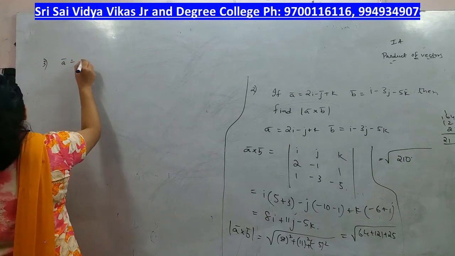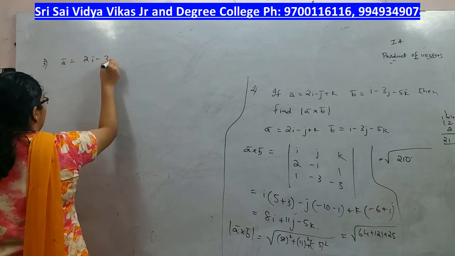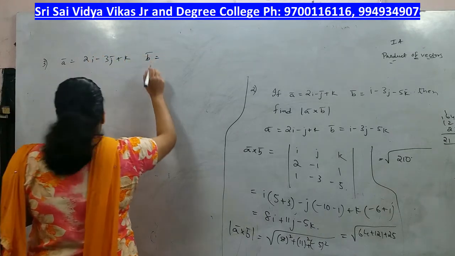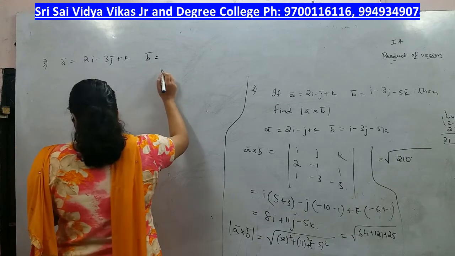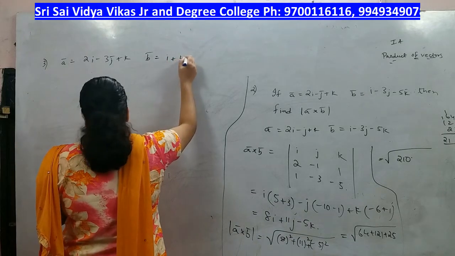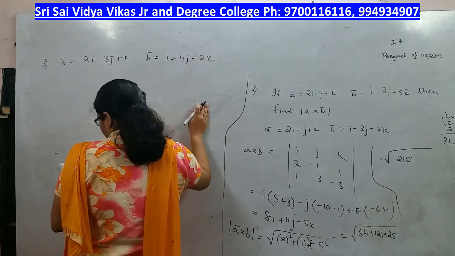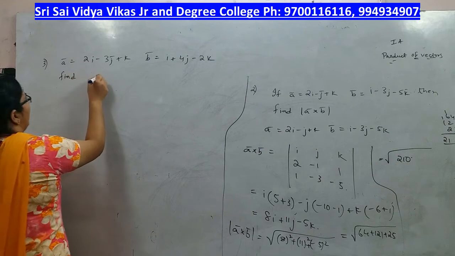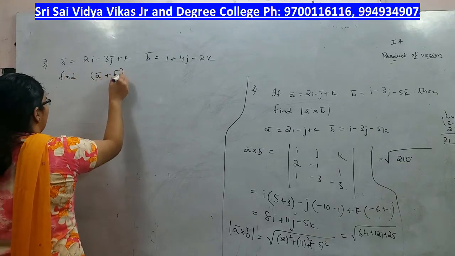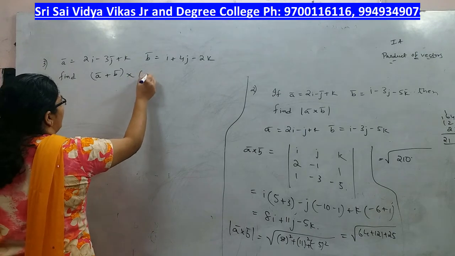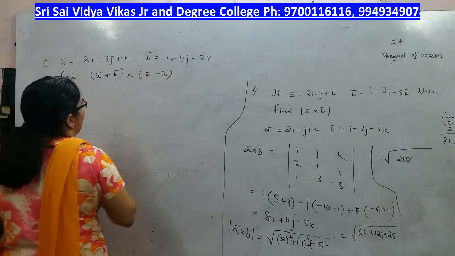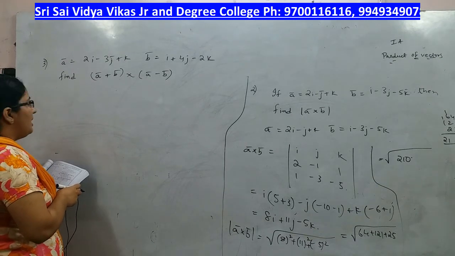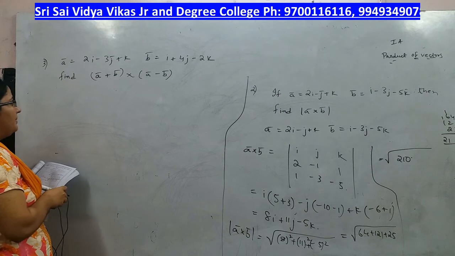a bar is equal to 2i minus 3j plus k, b bar is equal to i plus 4j minus 2k. Find a bar plus b bar cross a bar minus b bar. This is what you have to find. What is a bar here? 2i minus 3j plus k. b bar is i plus 4j minus 2k.